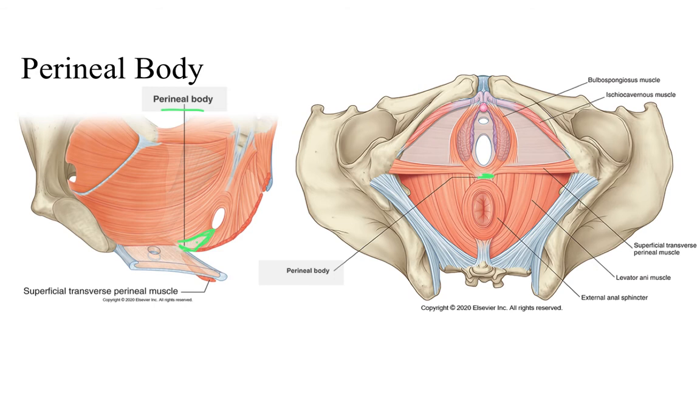But also of clinical relevance, if a female is giving birth and she's having trouble with a vaginal delivery, often what they'll do is they will cut that perineal body to facilitate the movement of the baby's head through the vaginal canal. And that cut through the perineal body is called an episiotomy.